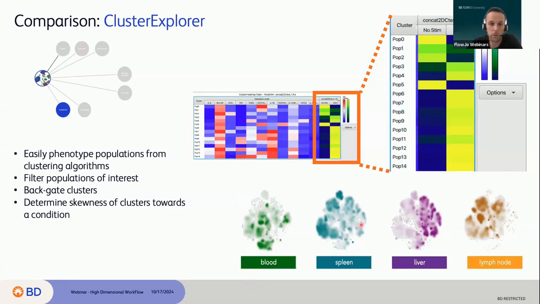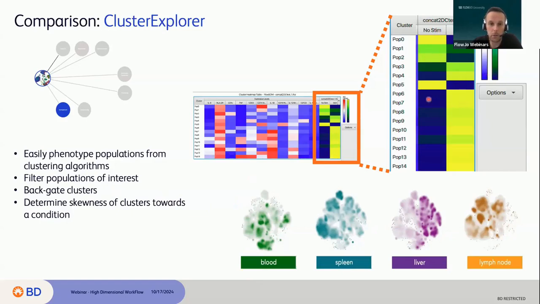So we can see our blood, spleen, liver, and lymph node, and we can see some clustering, or at least islands disappearing and appearing. Or you can also do it on Cluster Explorer, where you can add additional columns which are based on your condition, so no stim and stim.